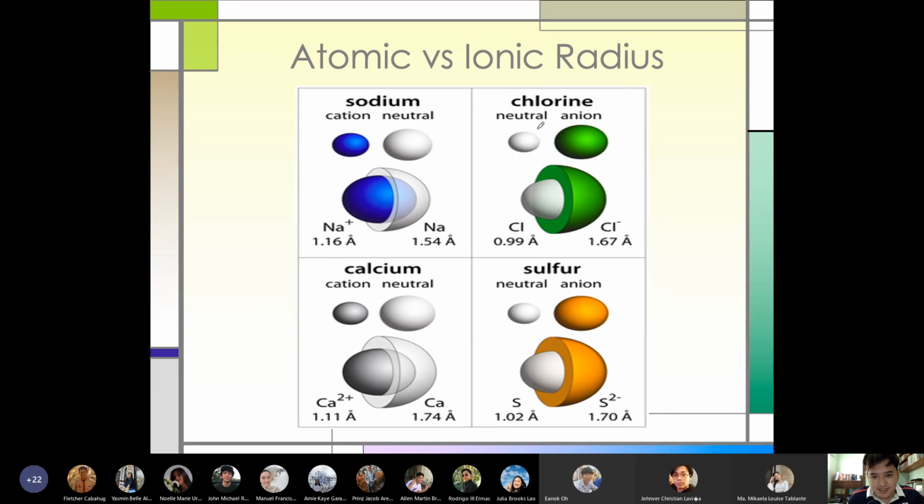In here, we have the nonmetals, chlorine and sulfur. So for chlorine, the neutral atom is 0.99. And then the ionic form of chlorine, the chloride ion, is 1.67. So from 0.99 to 1.67. For sulfur, the neutral sulfur is 1.02, and the ionic form is 1.70. Any observations between neutral atoms and their cationic or anionic counterparts?